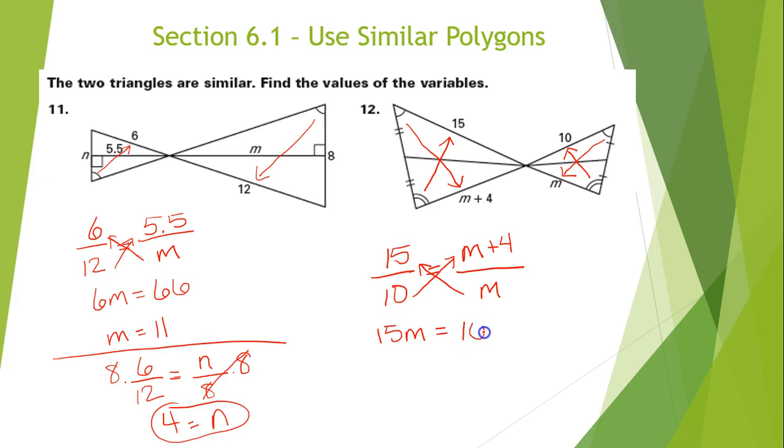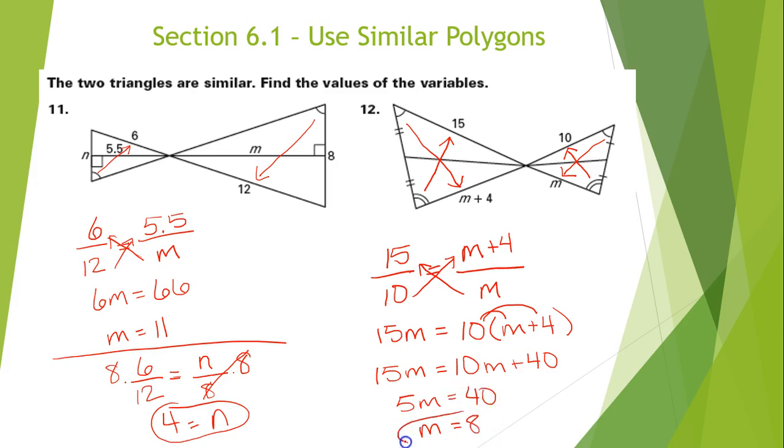Make sure you write it like this, 10 times m plus 4, because that 10 right there is going to distribute. So now say 15m equals 10m plus 40. And now subtract the 10m from both sides. You get 5m equals 40. Divide both sides by the 5. You get m equals 8. And there we have it. We found our variable that was missing.